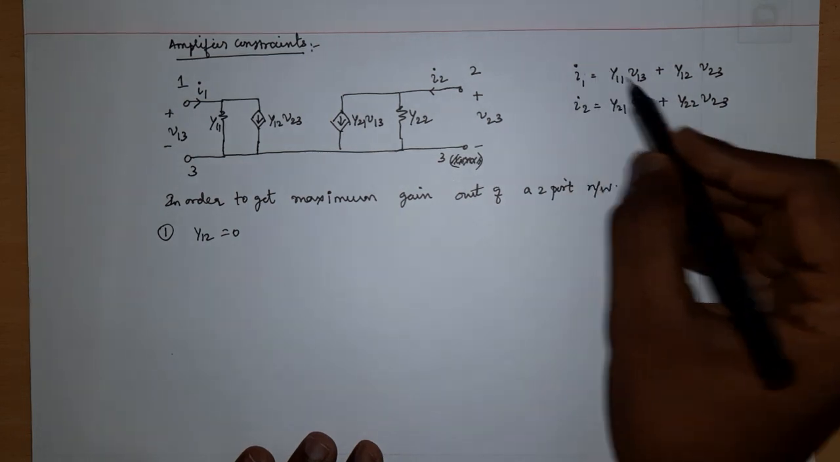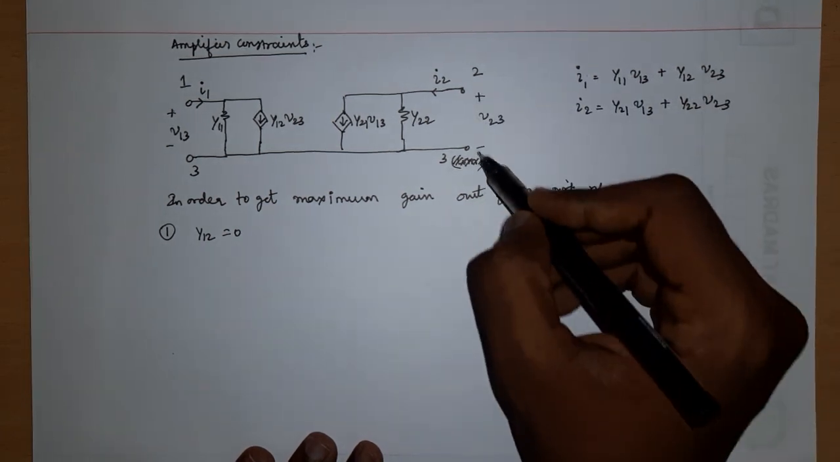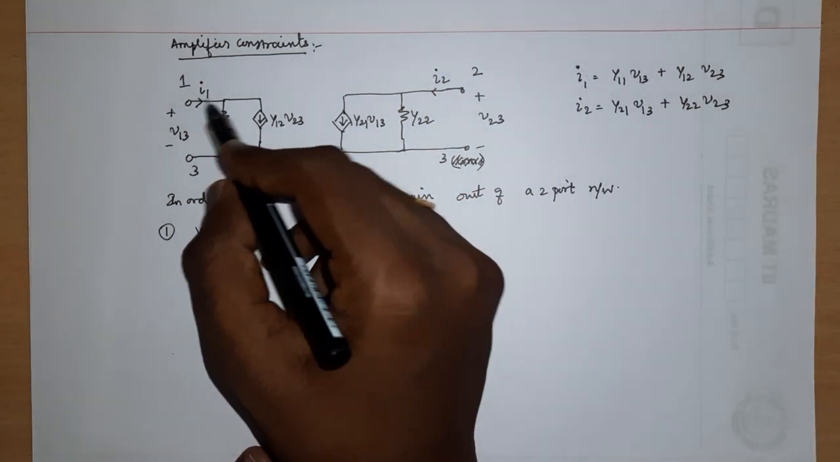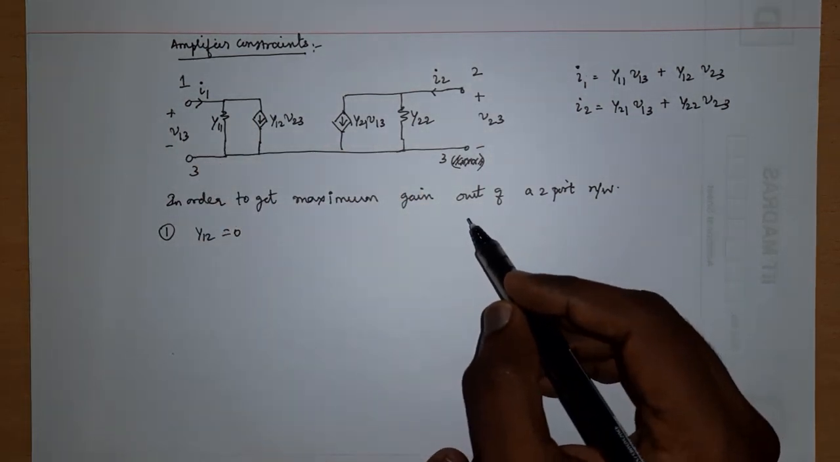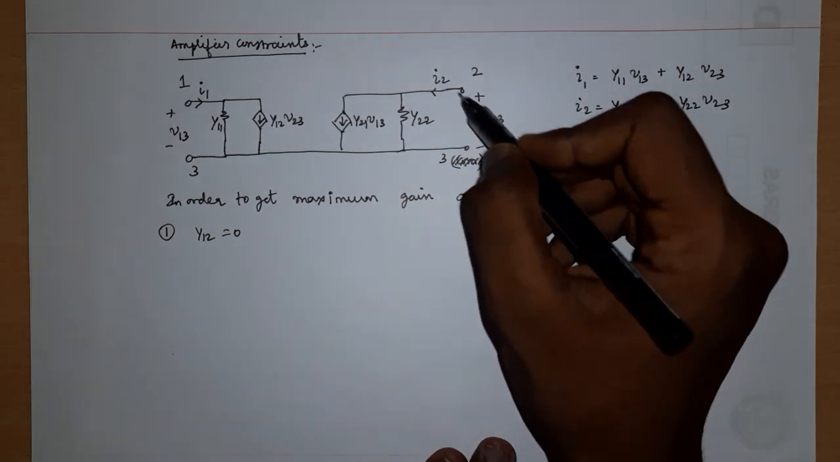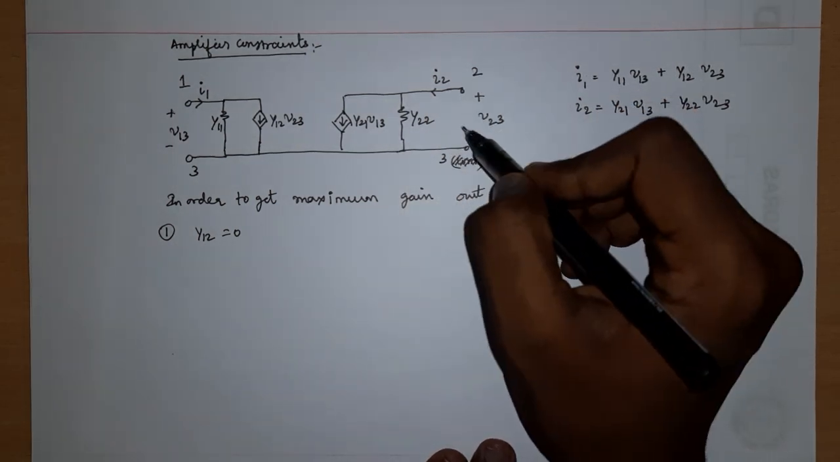If there is a change in I1 because of V2 or V23, then that would affect my V13 also, which I really don't want, right? The point is that I don't want any change at my output to affect my input.